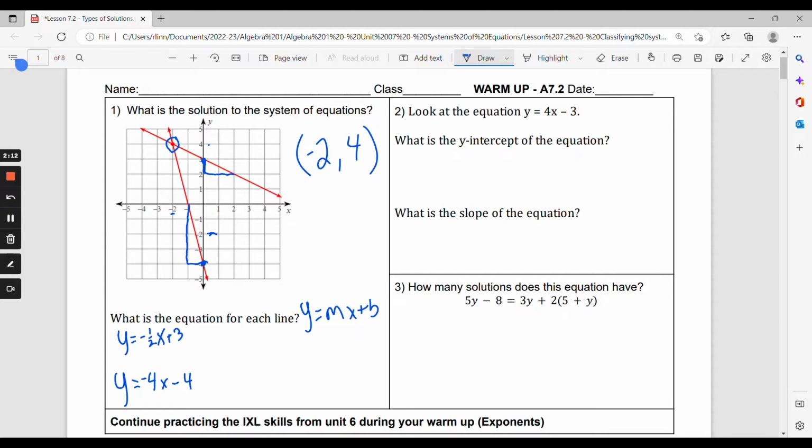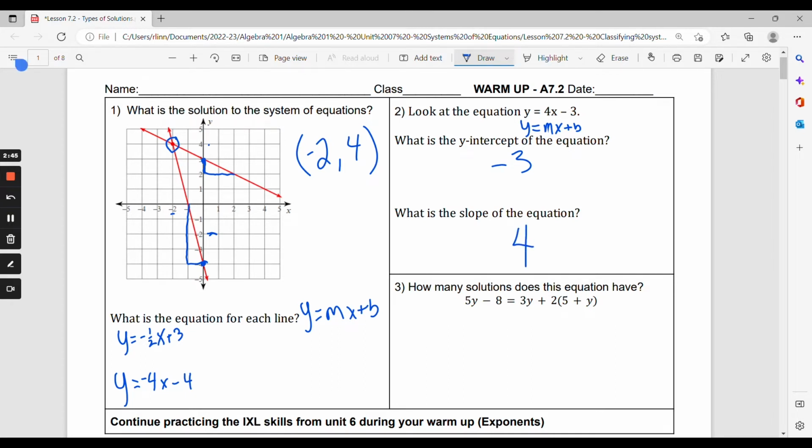So problem number 2, I need to look at this equation here. The first question is asking me, what is the y-intercept of that equation? Now, that equation I recognize as slope-intercept form, y equals mx plus b. And I see that the y-intercept, which is b, lines up with -3, so my y-intercept is -3. The slope of that equation is in the place of m, which means that the slope of this equation right here is 4.